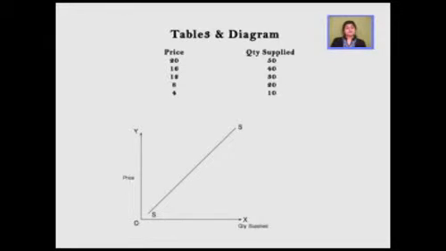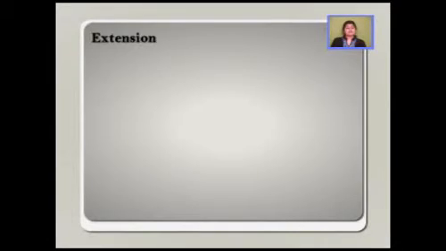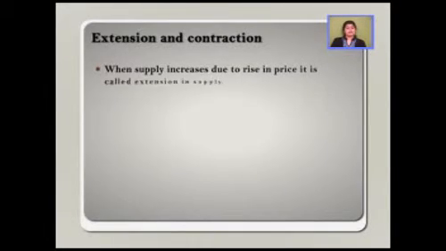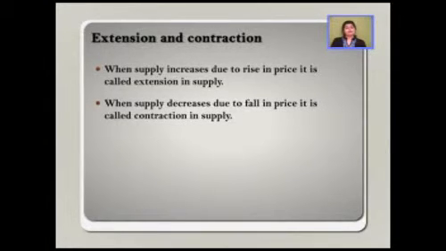Now, the next thing that we have to study today is extension and contraction of supply. When supply changes due to change in price, this is called extension or contraction. Let me say it a bit more specifically. When due to fall in price, the supply contracts, that means the supply decreases, this is contraction. When due to rise in price, supply increases, this is extension.